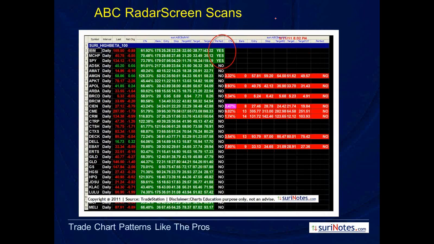Here is the ABC radar screen. In this case, you see both the bullish and bearish. So here we have all the stocks. This is actually from 2011, but you'll be seeing lots of this type of pattern, where all these are detected. Not only are they detected, but it also shows you whether they are perfect ABCs or not. And the red means they're ABC bearish patterns.